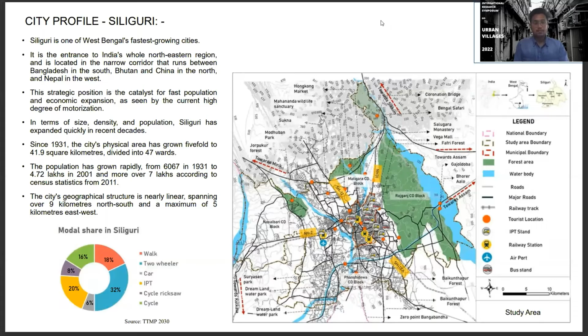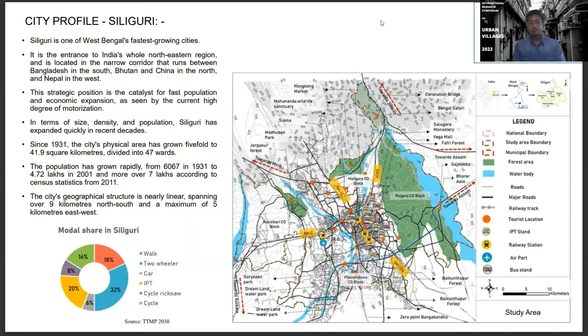Since 1931, the city has grown five folds to 41.9 square kilometers and right now is divided into 47 wards. The total population in 1931 was 6,067. In 2001, it was 4.72 lakhs, and in 2011, it was 7 lakhs. The geographical structure is nearly linear, as you can see on the right in the study area map, spanning over 9 kilometers north-south and a maximum of 5 kilometers east-west.